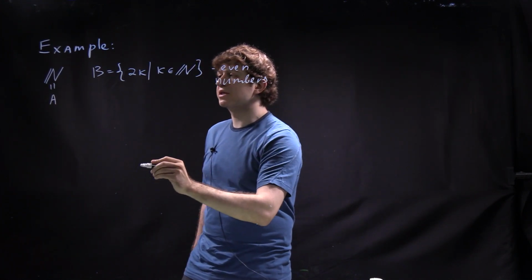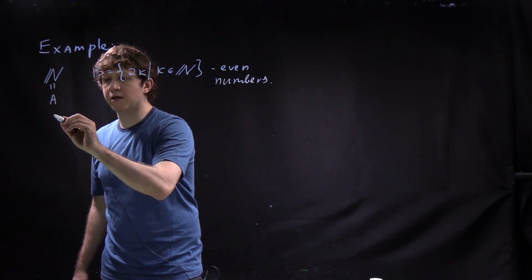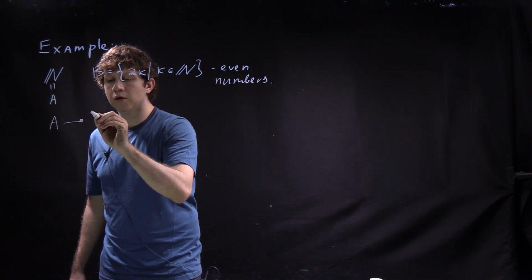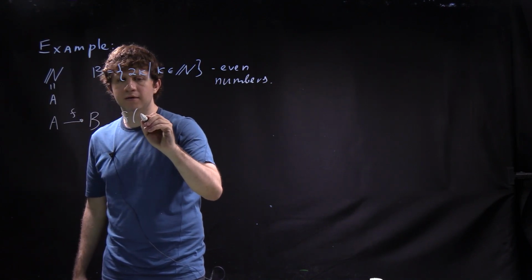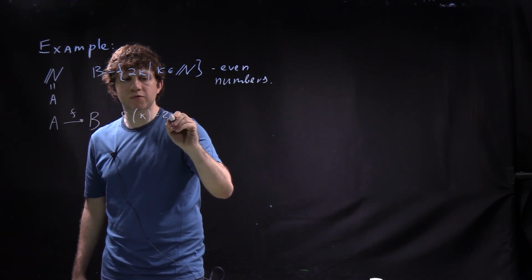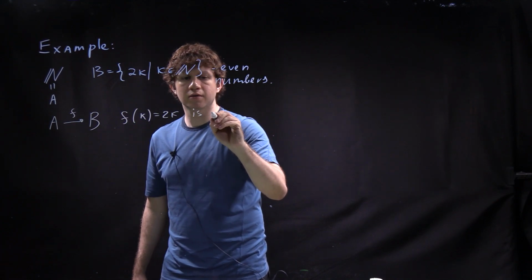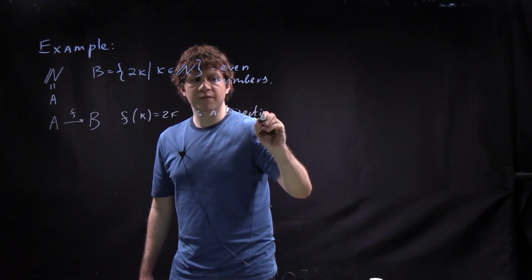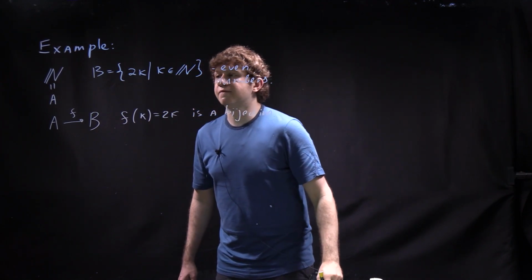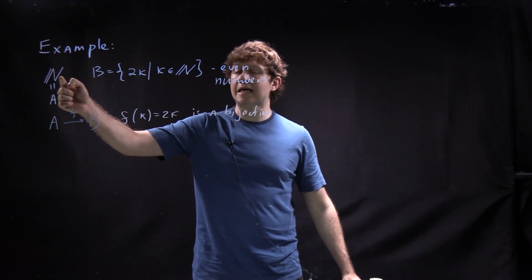So clearly there exists a bijection from A to B, F, where F of K equals 2K, is a bijection. But that's true despite the fact that clearly B is a subset of N.